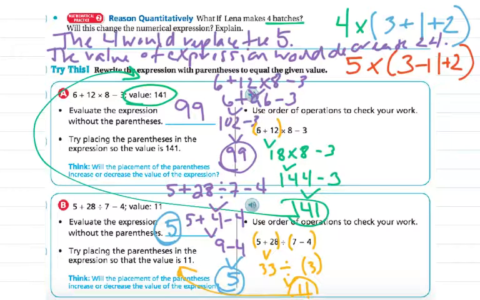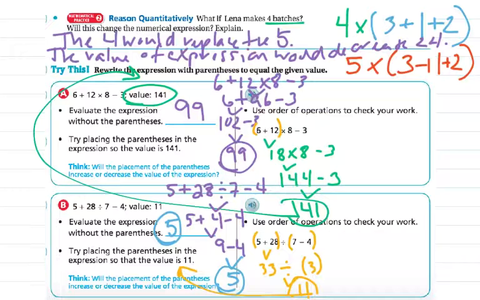Now I place my parentheses so I could get to my target number of 11. So I put the parentheses around the 5 plus the 28, and parentheses divided by parentheses 7 minus 4 in parentheses. So first I added 5 plus 28 is 33, brought down the division sign. 7 minus 4 is 3, brought down the 3. 33 divided by 3 is 11, which in fact is my target number.